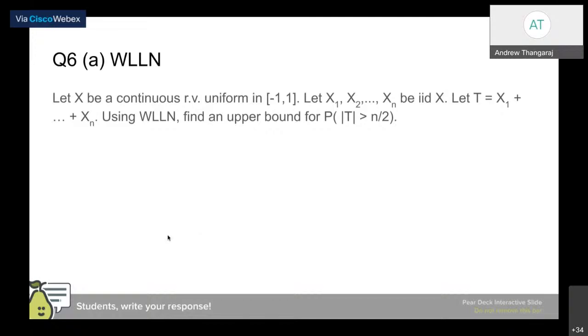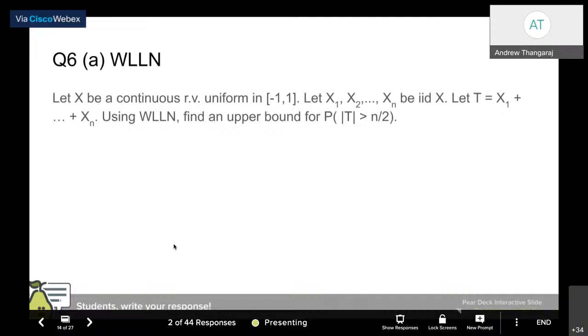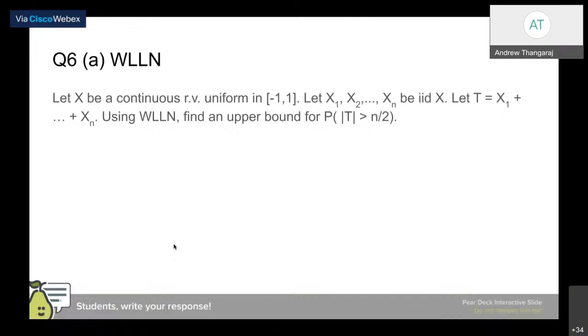In case you're done with this A part, part B is to find an estimate for the probability using CLT. So you can try that if you've finished the A part. I'll come to that next.